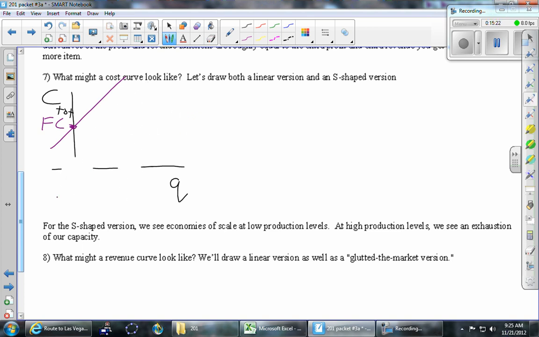So there's a linear version of things, but maybe slightly more realistic would be an S-shaped thing. So let me see if I can draw a curve here that is a little more believable, a little more realistic. Okay, so you've already convinced me that no matter what I draw, I better start somewhere up on the y-axis. There's fixed costs associated even if I make 0 items.